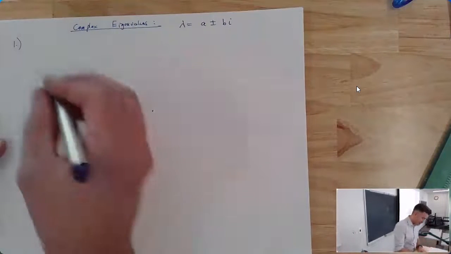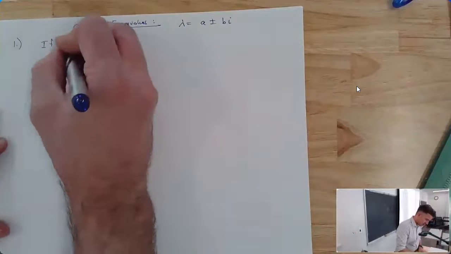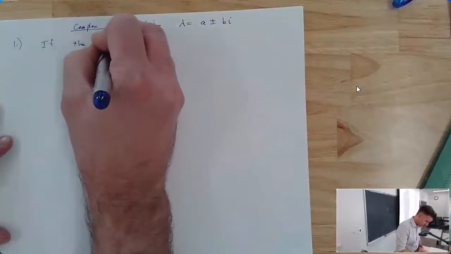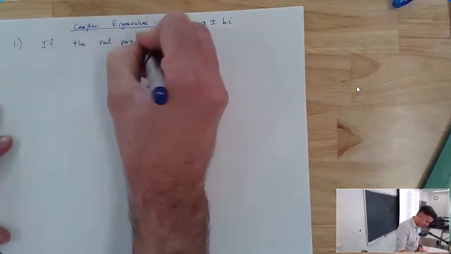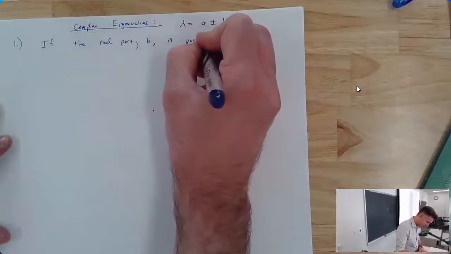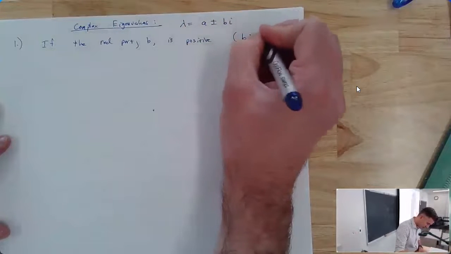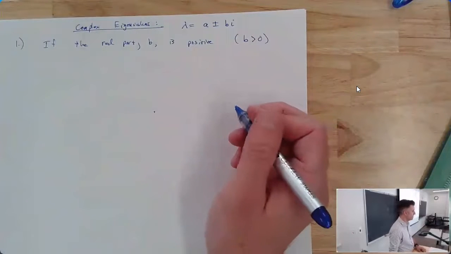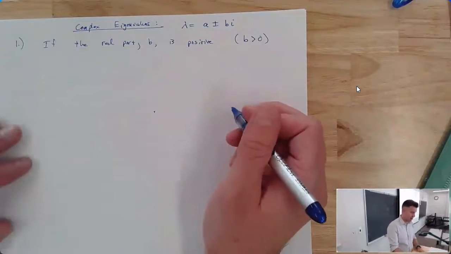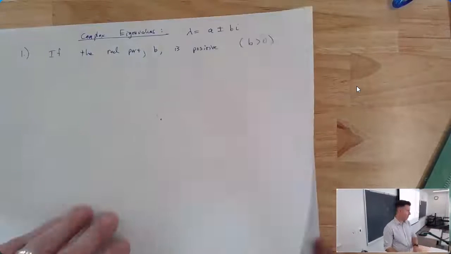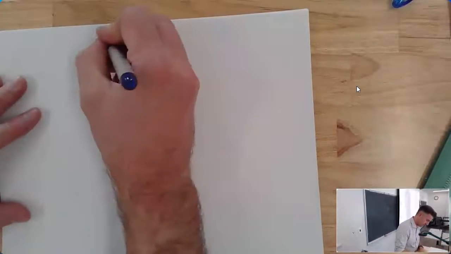So if the real part b is positive, so b greater than 0, that's not the real part. Sorry, that's not right. I apologize. The real part is not b. B is the imaginary part. Let me just start over. Sorry. Let me say that again.